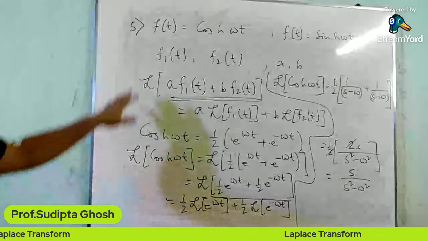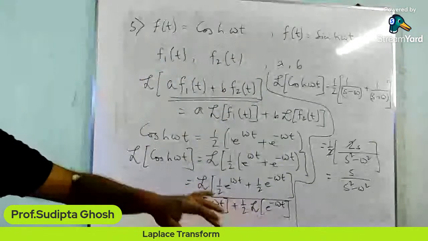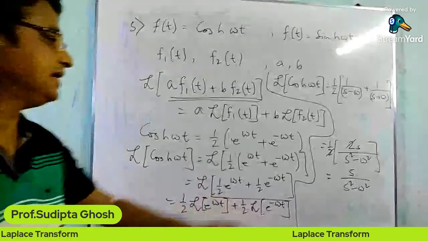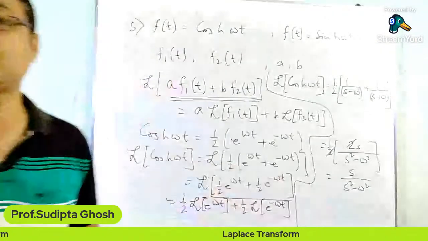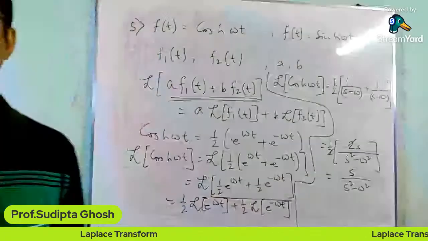So the Laplace transformation of cos hyperbolic omega t is given by s by s square minus omega square. Is it okay?